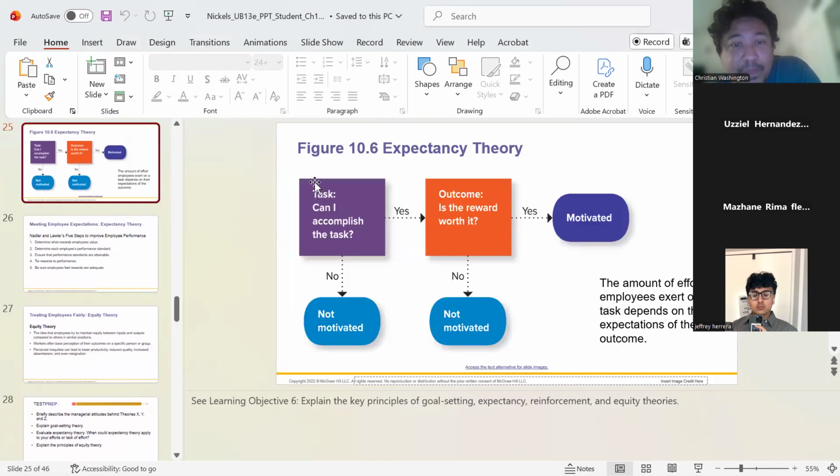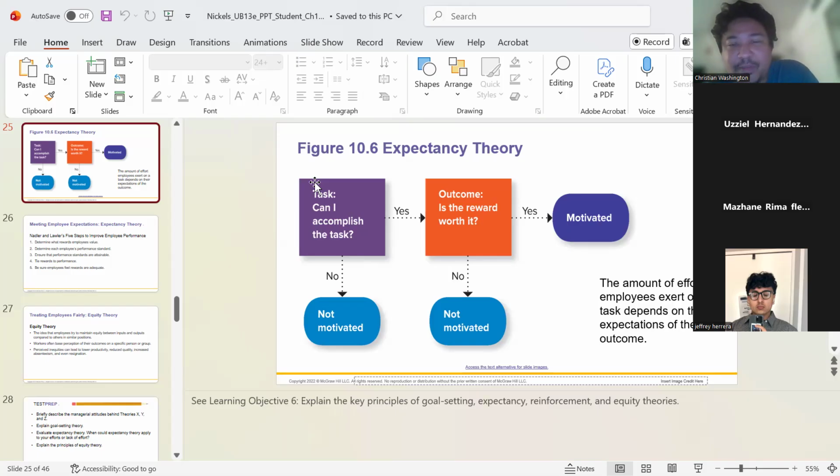All right. So expectancy theory. Can I accomplish the task? Yes or no, right? If it's no, then I'm not motivated. If yes, then what's the outcome? Is the reward worth it? If yes, then I'm motivated. If no, then I'm not motivated.